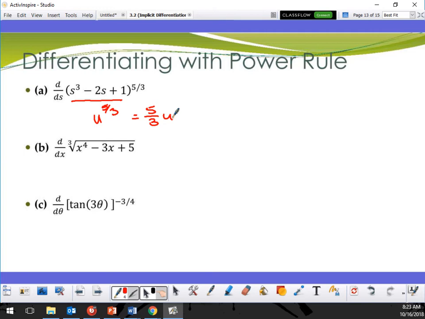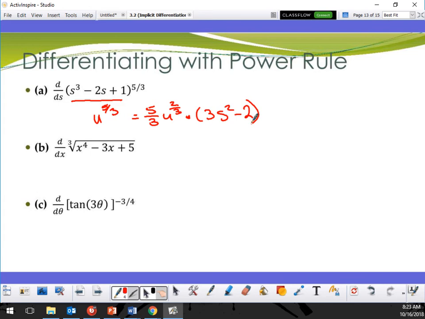5/3 u to the 2/3. So yes, I'm subtracting 3 over 3, right? So this is 2/3 times, what is the derivative of the inside now? 3s squared. So it's going to be 3s squared minus 2. Okay, so that's it.